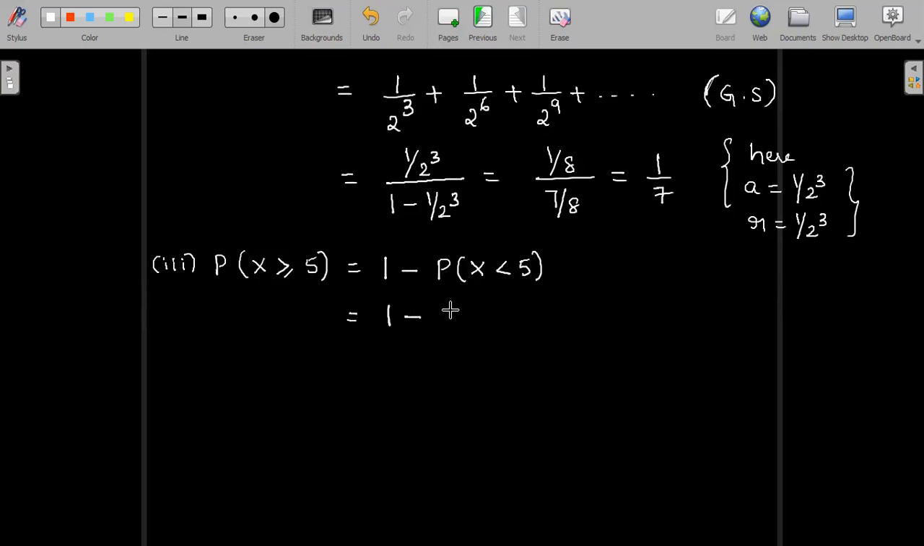So 1 minus summation i equal to 1 to 4. Less than 5 means 1, 2, 3, 4 only. X takes the value from 1 to 4 only. P of xi is nothing but 1 divided by 2 power x. So this can be expanded now. 1 minus of, where x takes the value from 1 to 4. This can be easily represented in terms of x itself instead of i. Let me write it down as x itself.